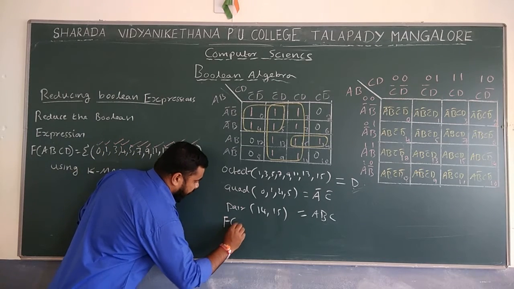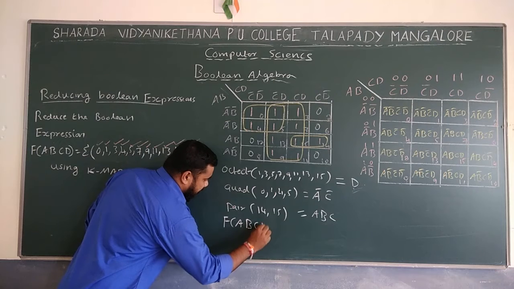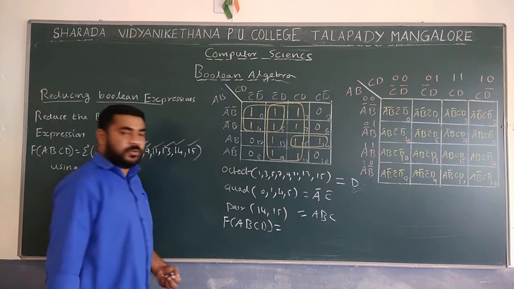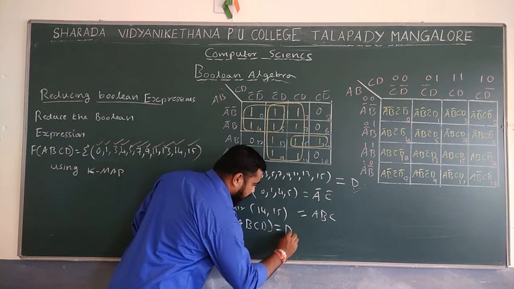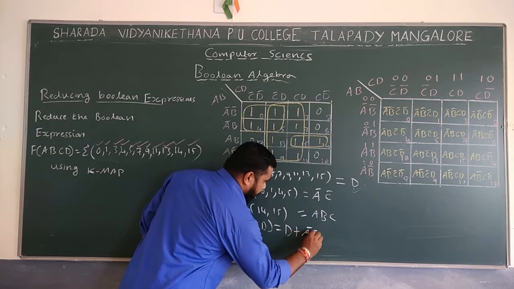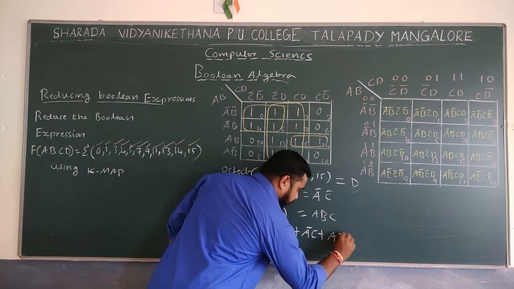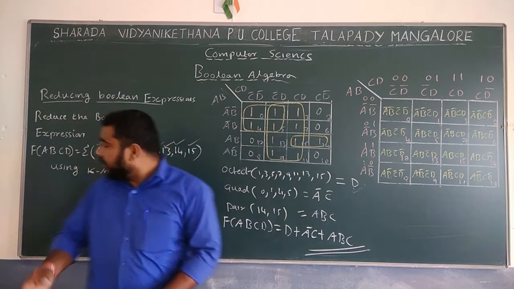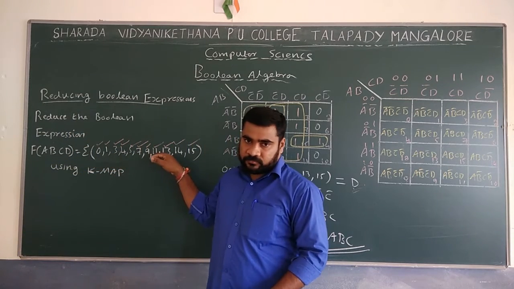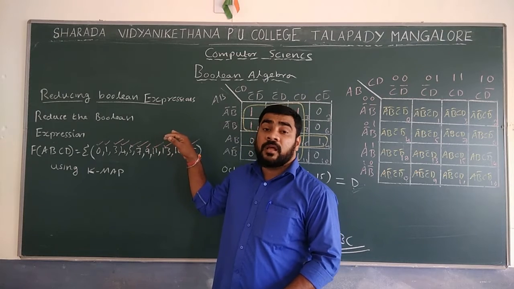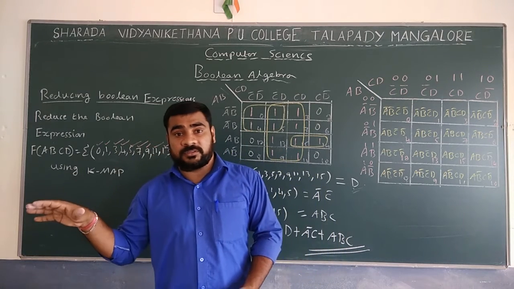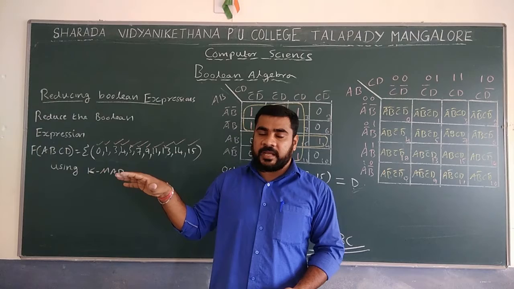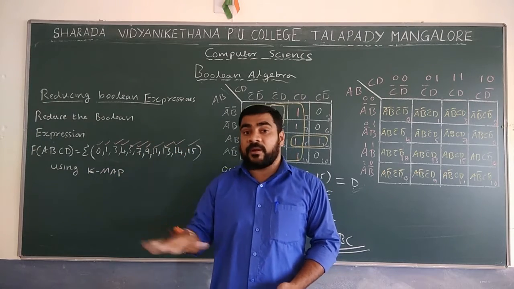F of A, B, C, D is equal to D plus A dash C plus A, B, C. This is the final expression. So see, this much big expression. Total 11 terms, mainly we got 11 terms: 8 plus 2 plus 1. So total 11 terms are there.